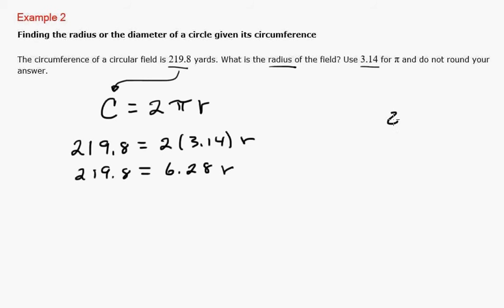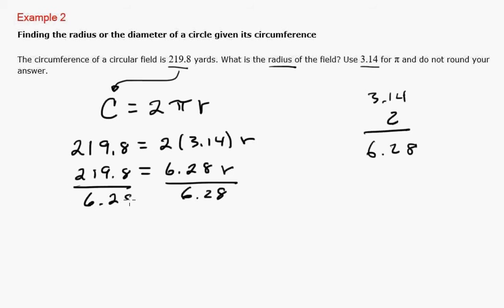Remember, 2 times 3.14. I just have to prove this to you. 2 times 4 is 8. 2 times 1 is 2. And 2 times 3 is 6. Okay, so that's where that came from. Now I divide both sides by 6.28. And what do we get?